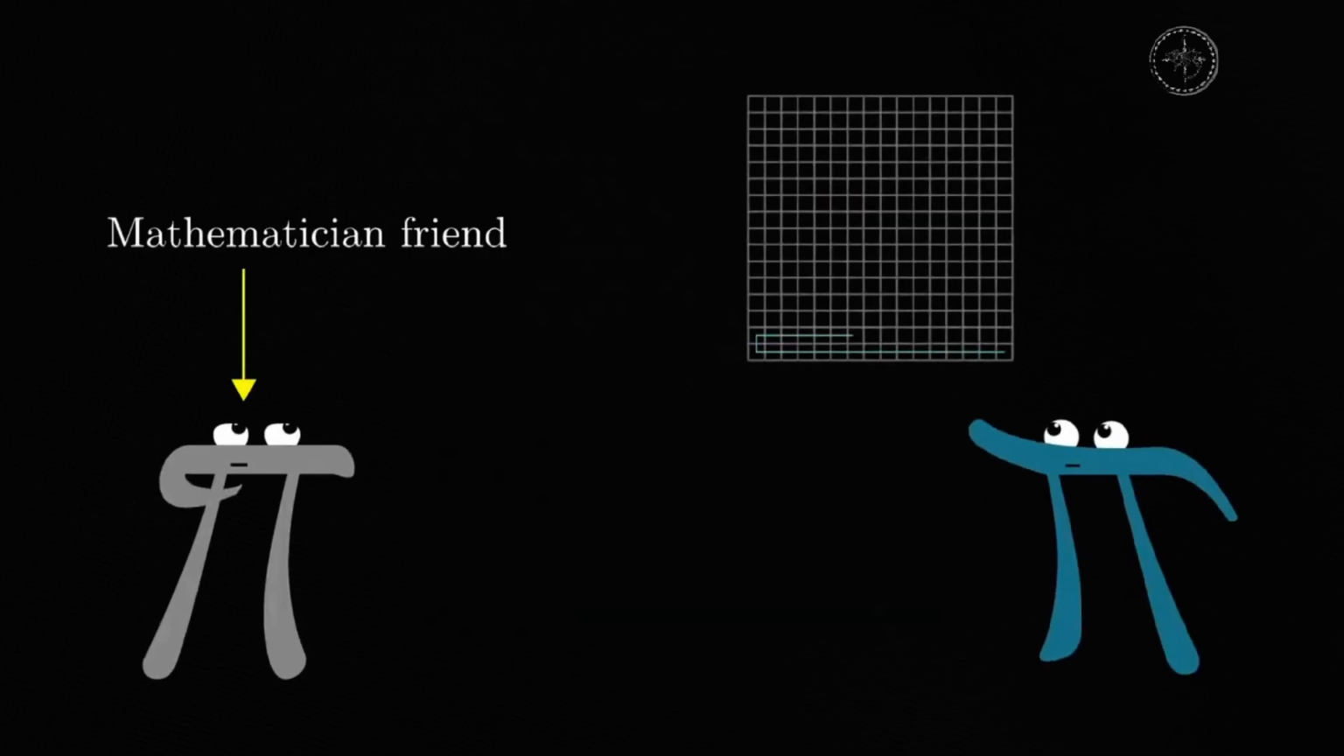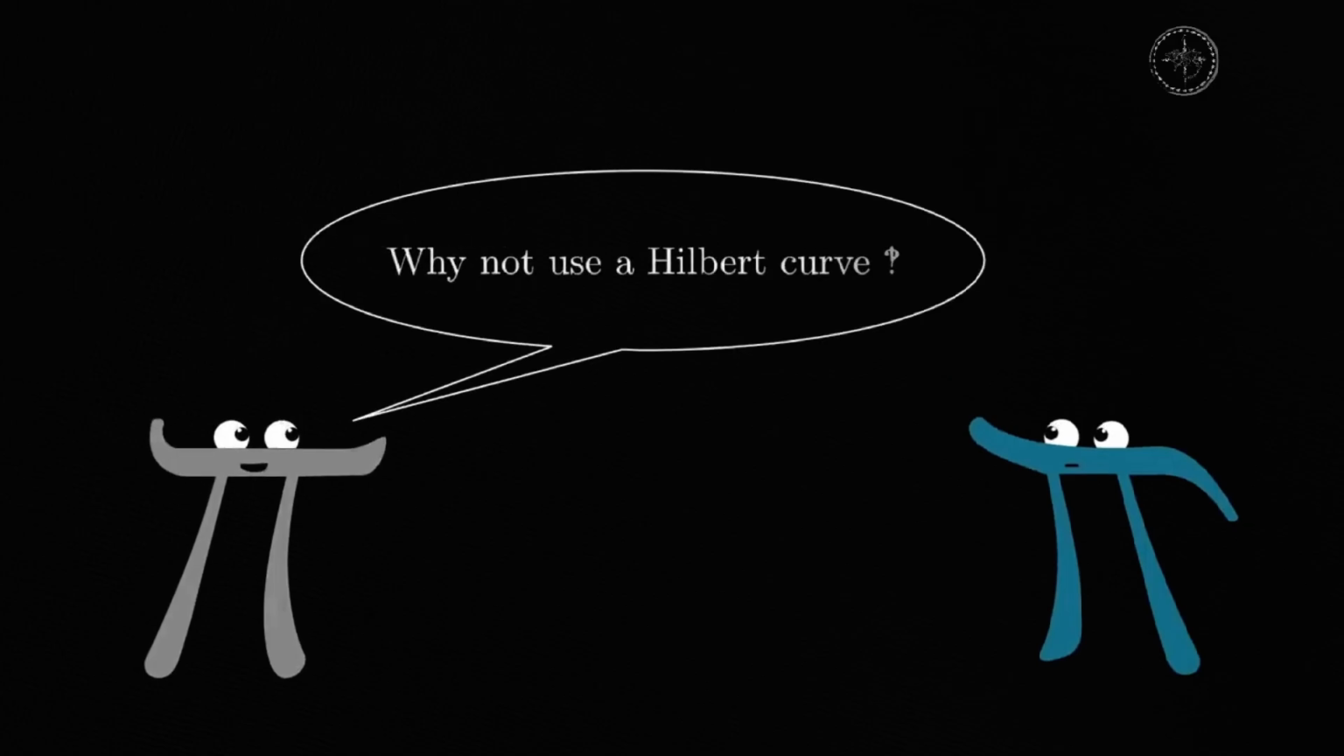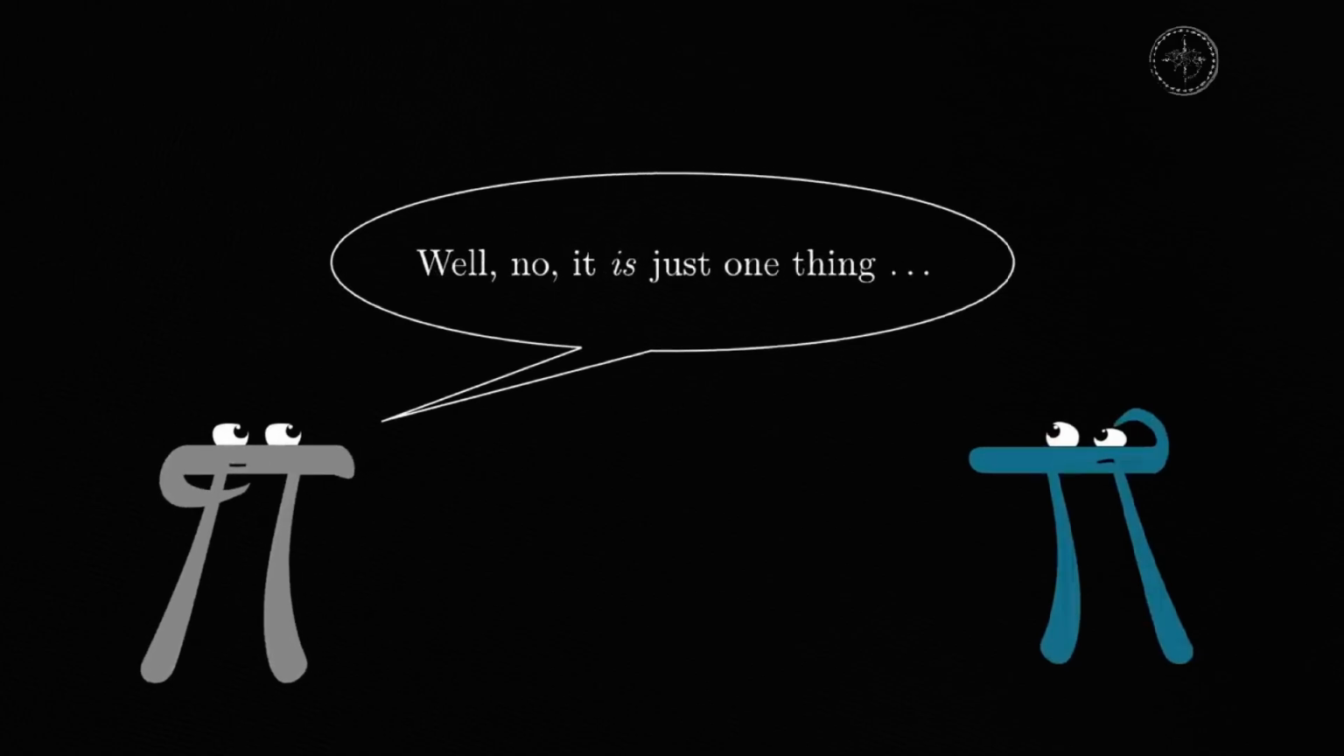When you tell your mathematician friend about this idea, she says, "Why not use a Hilbert curve?" When you ask her what that is, she stumbles for a moment. "So it's not a curve, but an infinite family of curves," she starts. "Well, no, it actually is just one thing, but I need to tell you about a certain infinite family first." She pulls out a piece of paper and starts explaining what she decides to call pseudo-Hilbert curves, for lack of a better term.